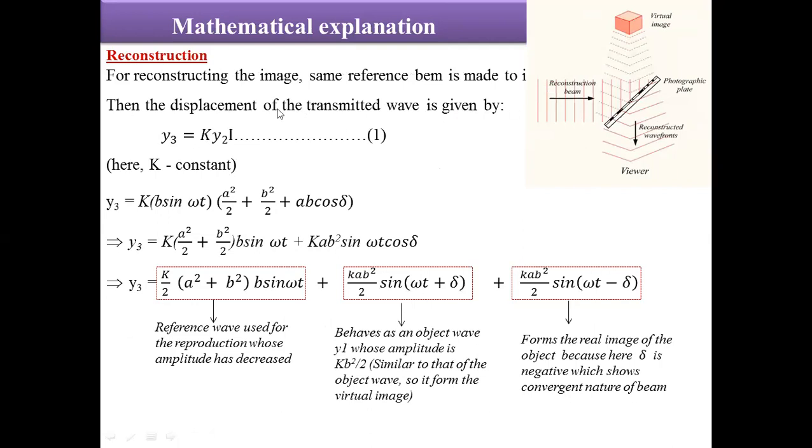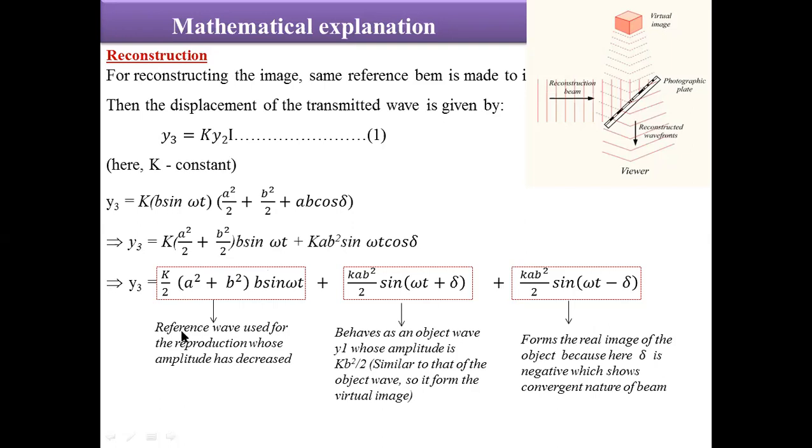So the displacement of the transmitted wave is given by y3. One thing should be clear here: we are using the same reference beam, so the displacement should be the same. So y3 equals k y2 I. If I substitute the value of I from the previous equation, then upon solving, we get y3 comprising three components.